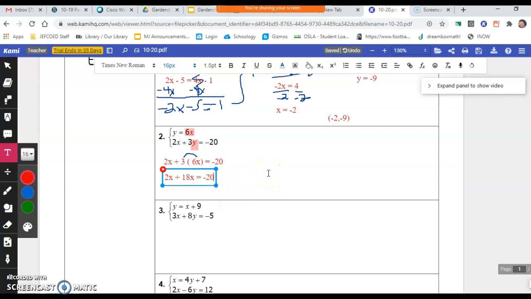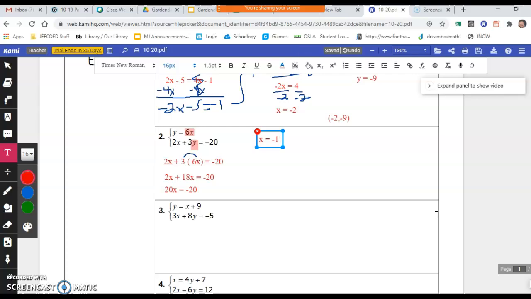Okay, again, going back to what we've been doing the first couple weeks of school, combining like terms. 2x and 18x is 20x equals a negative 20. Okay? You guys being smart like you are, you guys should know that negative 20 divided by 20, x is going to give you what? Negative 1. Okay? All right, now, that was pretty simple and pretty easy.